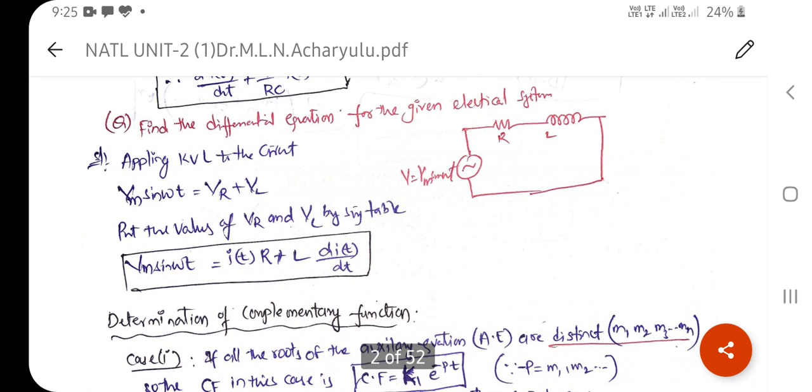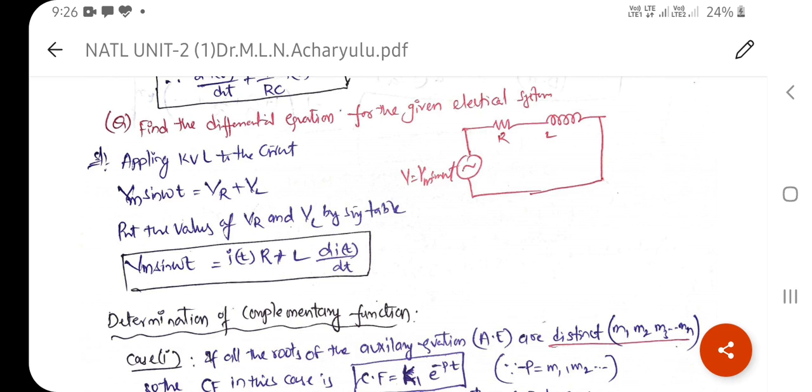Now you are coming to the RL circuit. The resistance and the inductor are in series, so again you apply Kirchhoff's voltage law to the given circuit. Whatever voltage you apply is equal to V, where V is equal to Vm sin omega t.